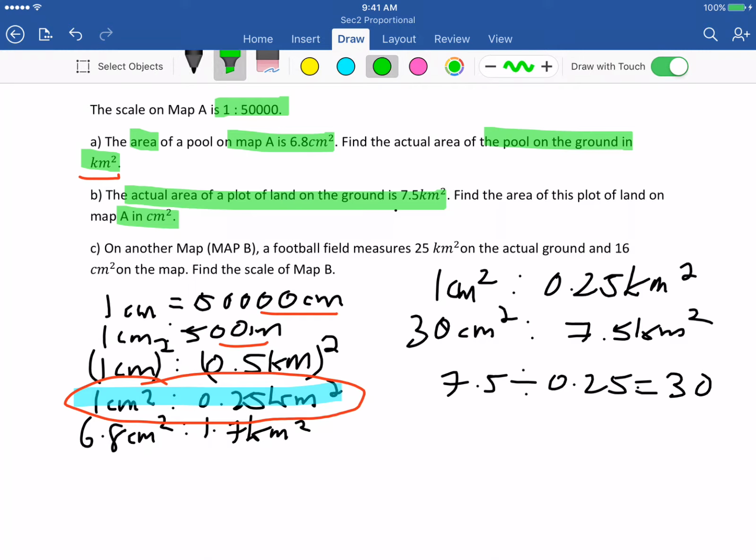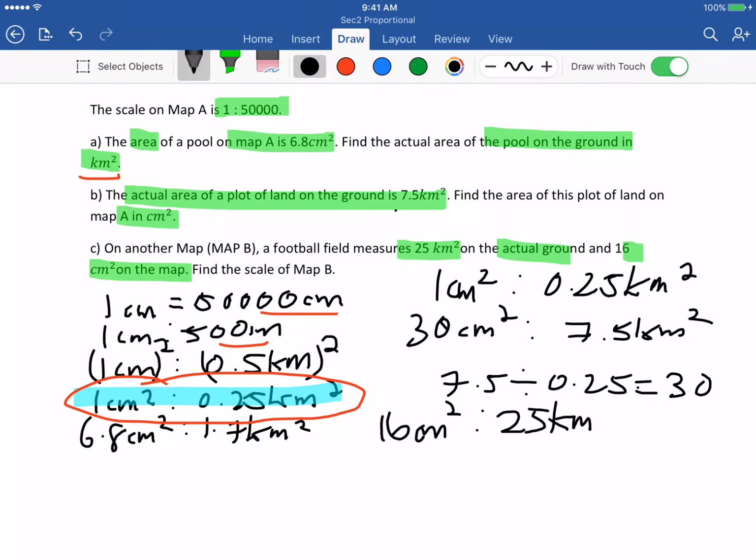Okay, the next one. On another map B, a football field measures 25 km square on the actual ground and 16 cm square on the map. You're supposed to find the scale of map B. So write down the scale first. It's 25 km square on the actual ground and 16 cm square on the map. So write 16 cm square is to 25 km square.